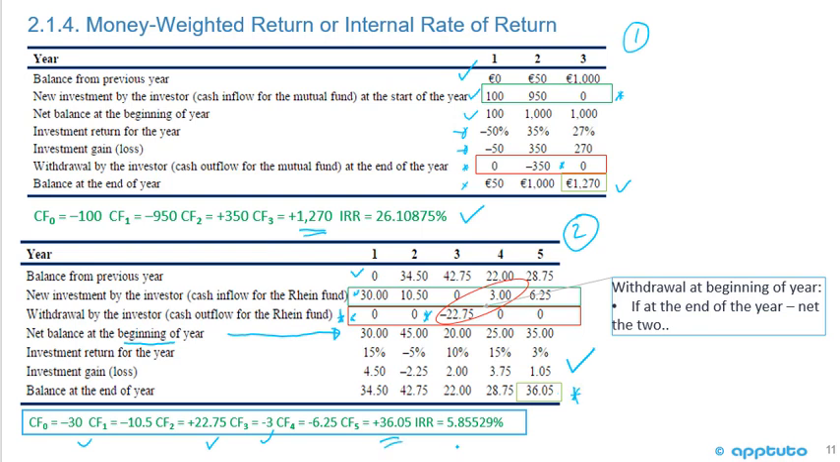So I won't bring up the calculator again. You can practice that on your own. But the IRR, or the money weighted rate of return, on that is going to be 5.85%. And I just made a note here. Look, the withdrawals at the beginning of the year. If it's at the end of the year, you're going to net the 2. You're going to see a little question with that in the next couple slides.